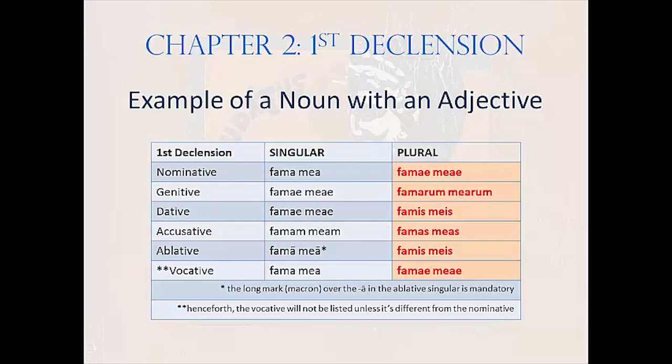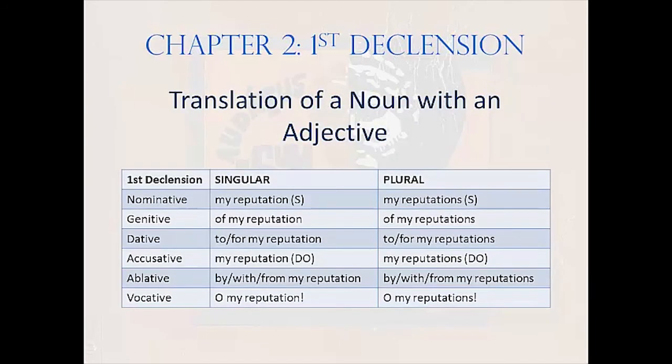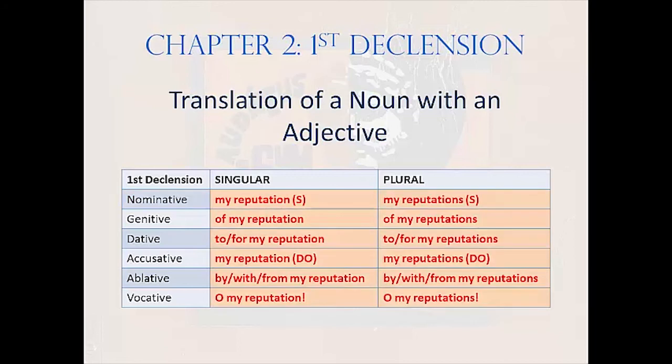The translation of the noun with the adjective is no different from the translation we've already studied with the noun. In the nominative singular, fama mea is translated as my reputation, with an s after to indicate that it's the subject. Please note that English normally doesn't use the when you have an adjective like my. So in this case, we don't add the article. The rest of the translations follow according to the way that nouns were translated. Of my reputation, to or for my reputation, and so on.